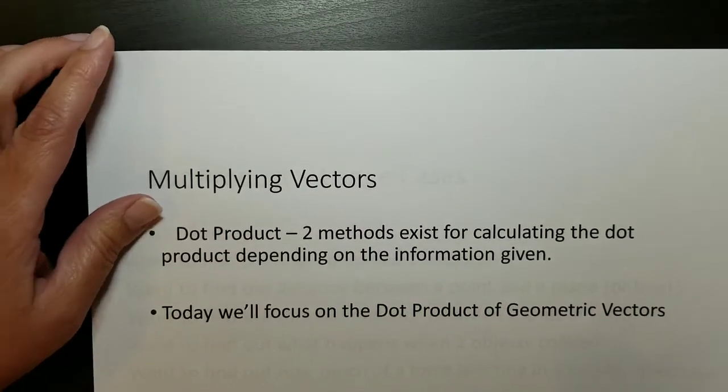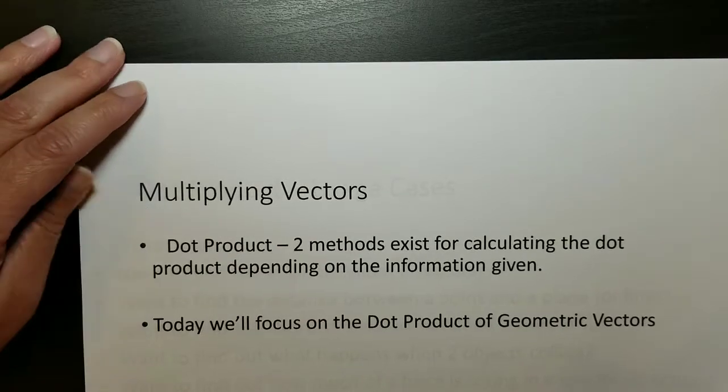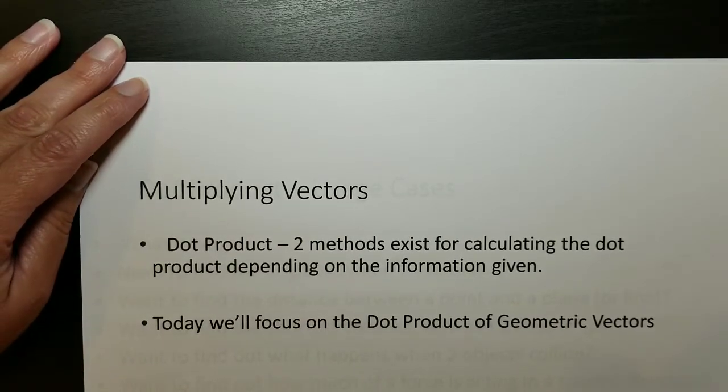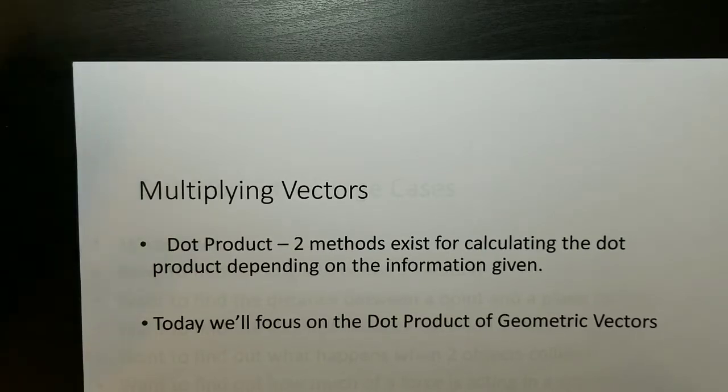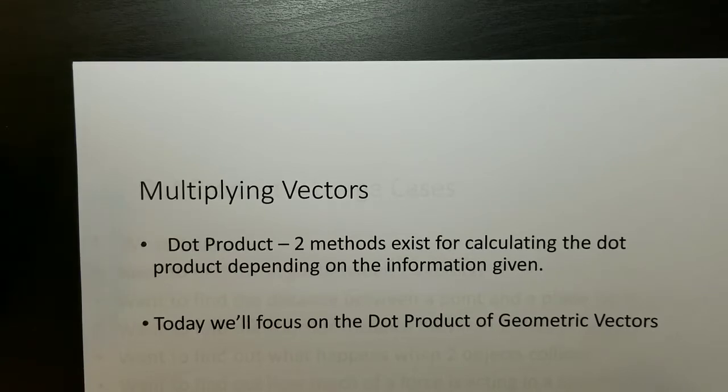We're going to have different formulas and methods for finding the dot product, depending on whether we're looking at geometric or algebraic vectors. Today we're just going to look at geometric, and then we're going to use this one to derive the formula for the dot product of algebraic vectors in lesson 4.